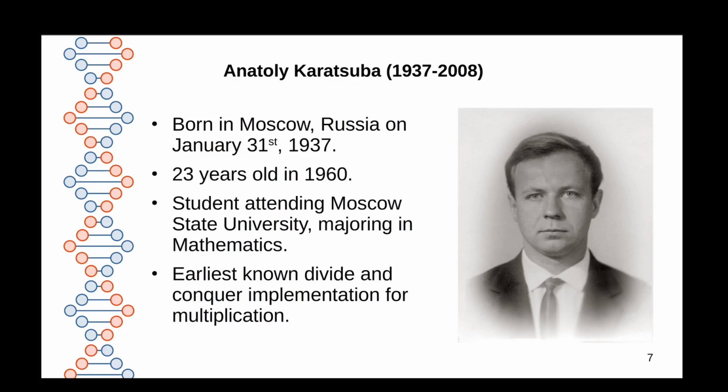Anatoly Karatsuba lived from 1937 to 2008. He was born in Moscow, Russia, and at this time he was attending the university as a junior. He found out that his algorithm was published only after Kolmogorov published the algorithm, thankfully under the name Karatsuba. This algorithm ended up being the earliest known divide and conquer implementation for multiplying numbers.